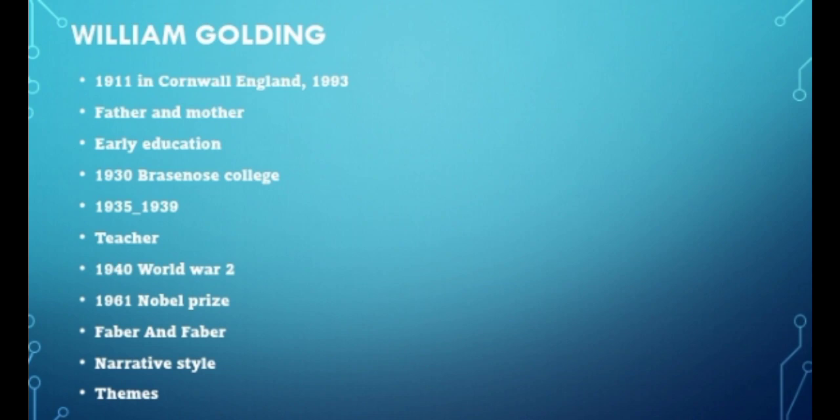Initially he started studying science because of the influence of his father. Then after 2 years he understood that he was not suited for science. Then he started studying literature. In 1934 he took his degree in English literature.